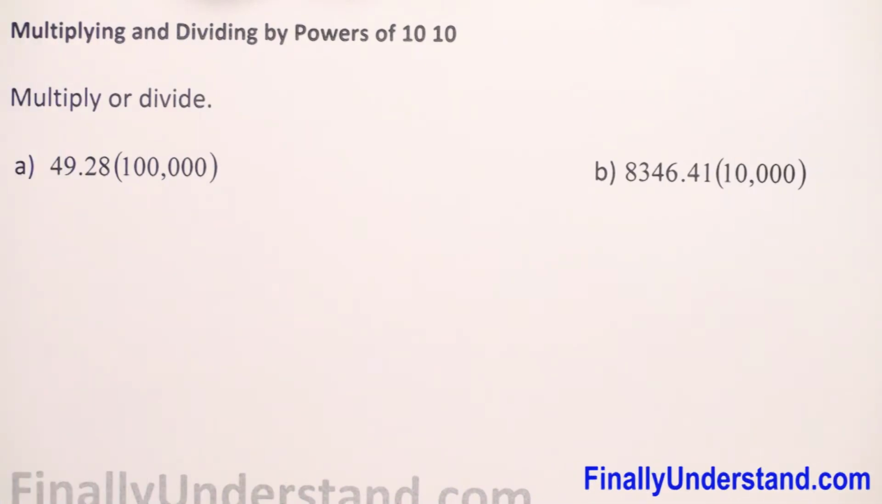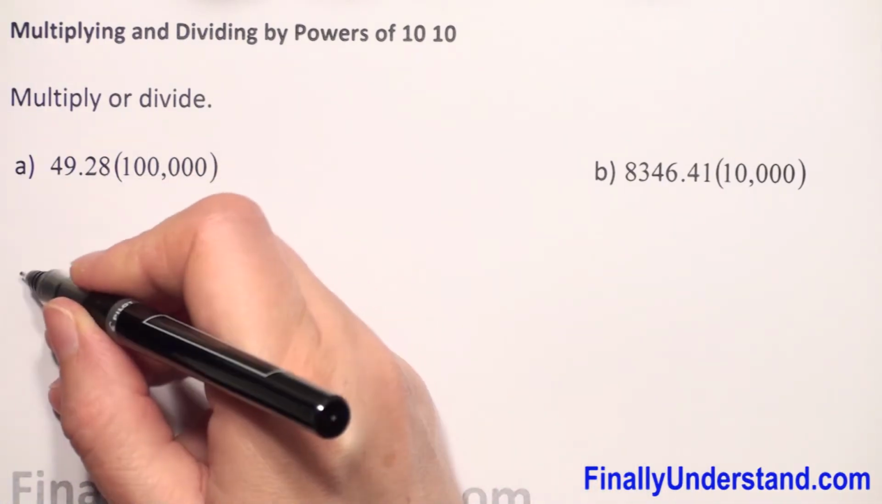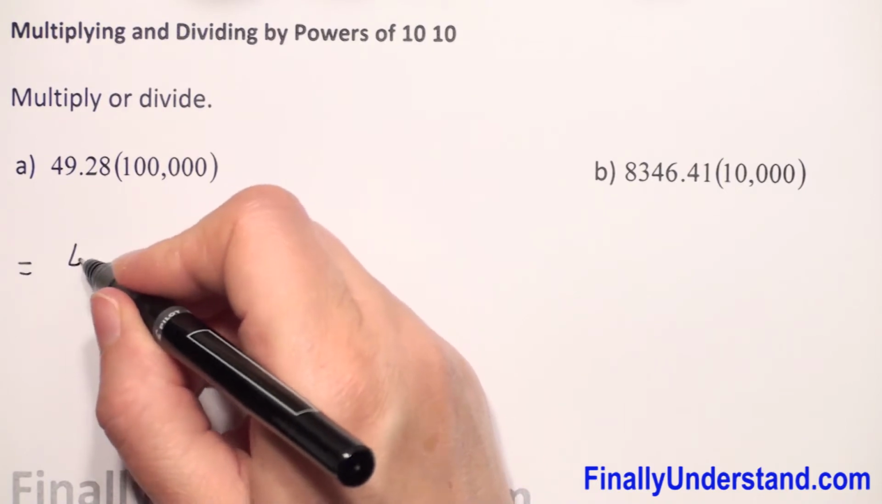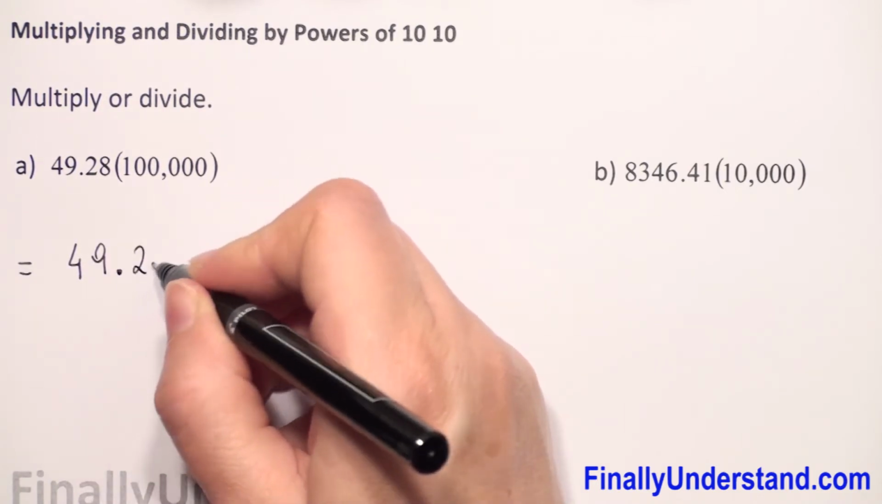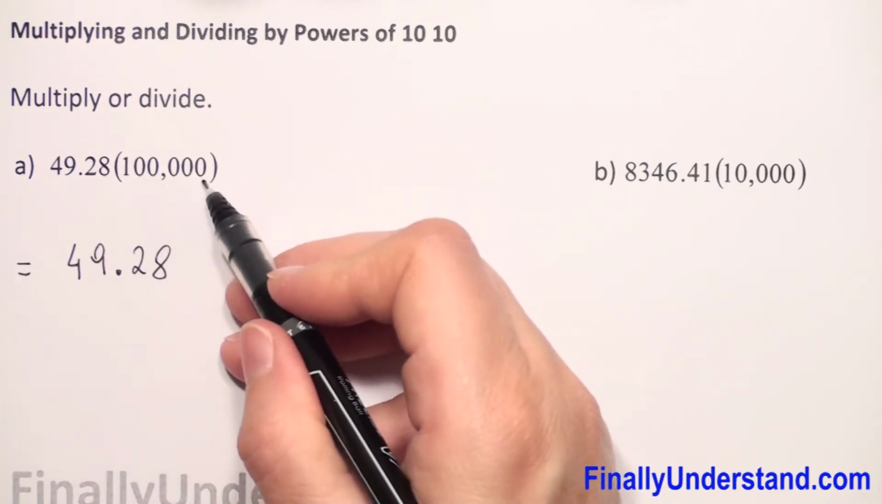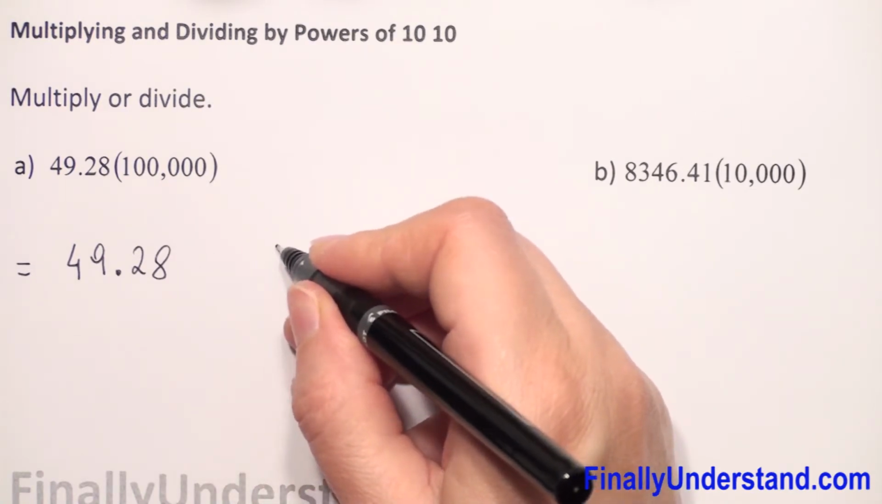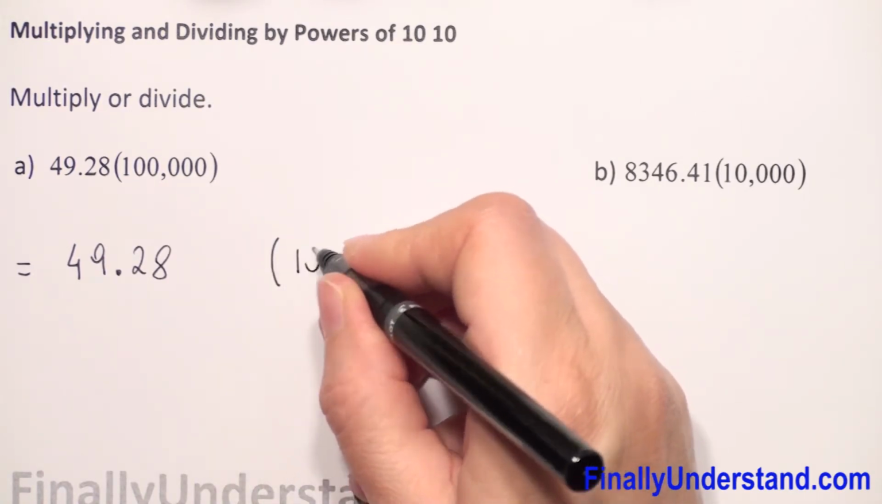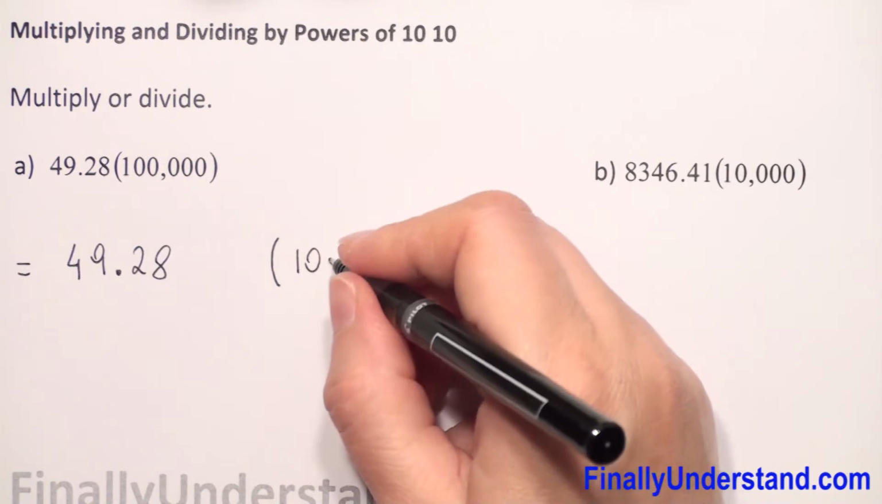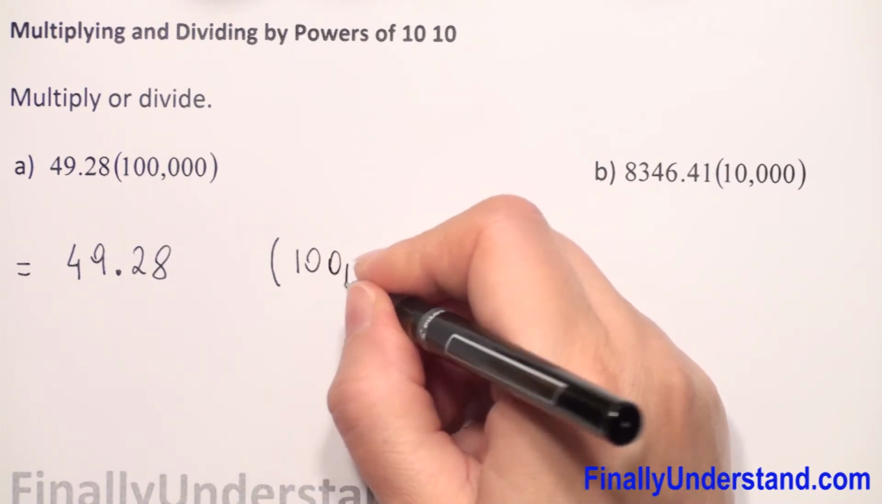We have multiplication of decimal numbers by a power of 10. So how do we do this? First, let me rewrite our example. We have 49.28, and because we have 5 zeros here, I make extra space, and we are multiplying times 100,000.